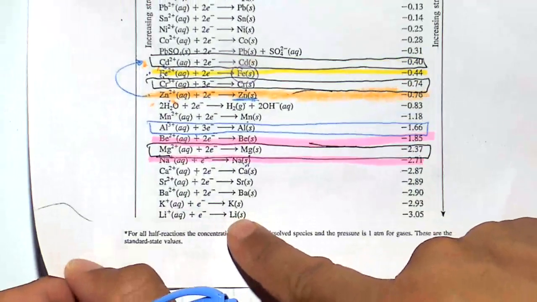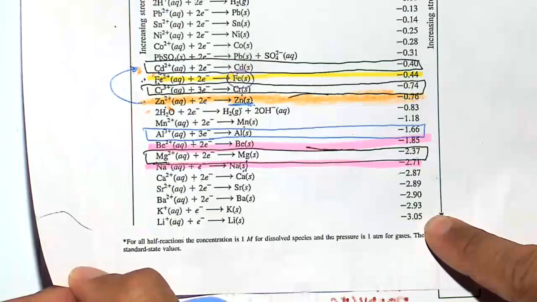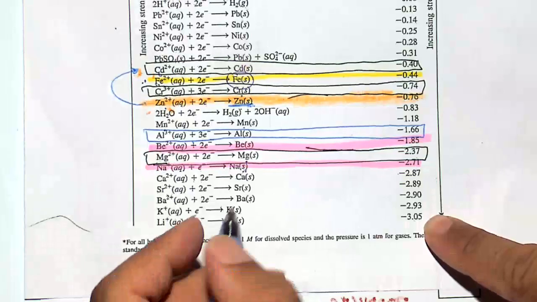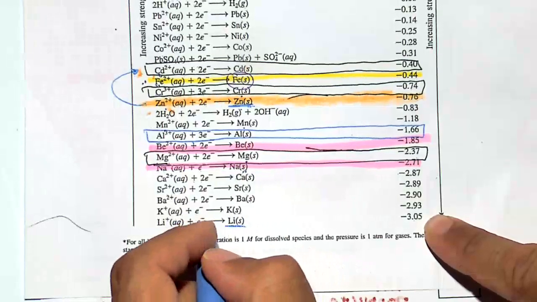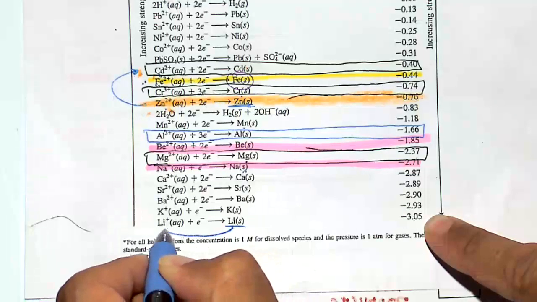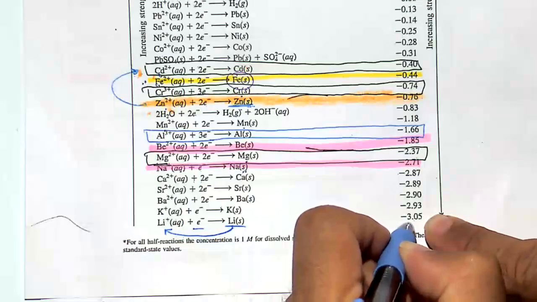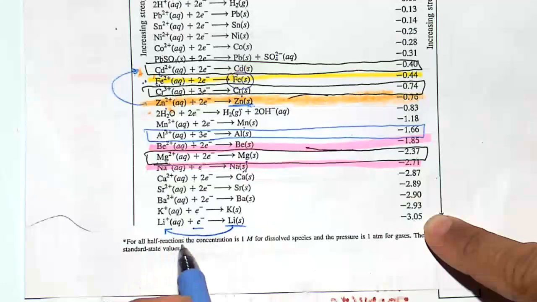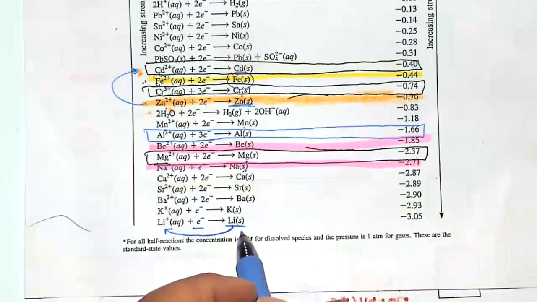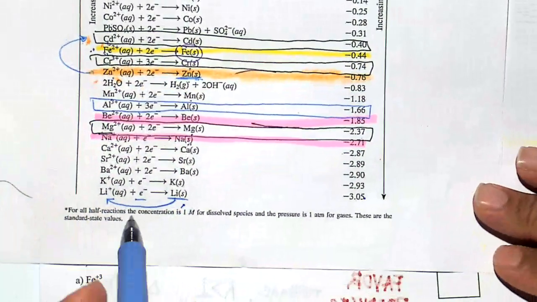Li plus. Would this like to get reduced to lithium? Negative 3.05 volts. Okay, what would likely happen? What would more likely be favorable is lithium gets oxidized to Li plus, losing that electron, giving you positive 3.05 volts. So Li plus reduced to lithium solid is not likely to happen.